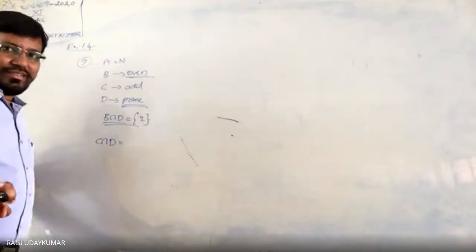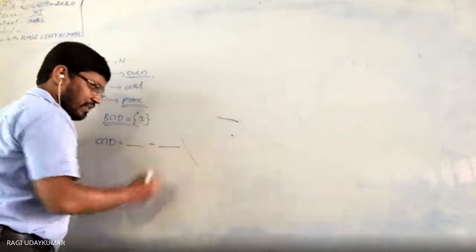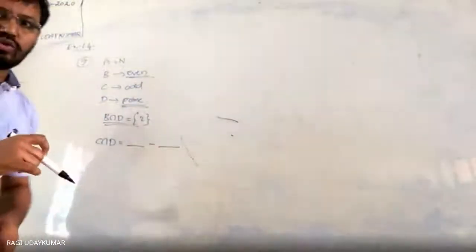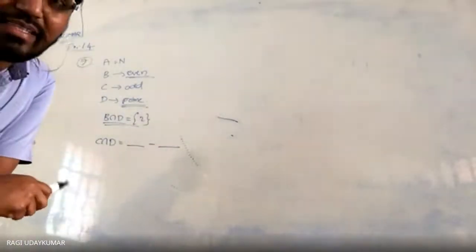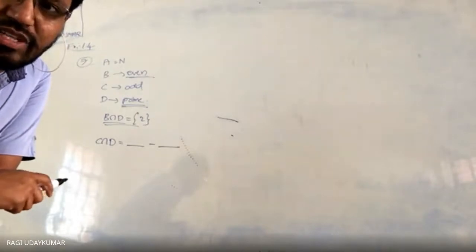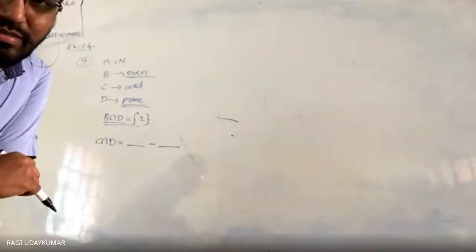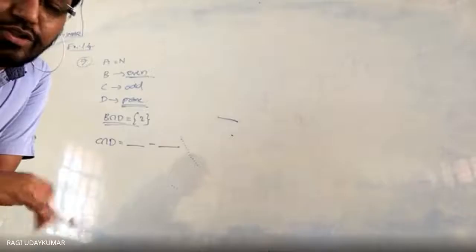Can you write C intersection D? I am asking one question: C intersection D as something minus something. Can you fill up the two blanks? Minus, difference. Can anyone give the answer for this question? If it is given in the textbook, you are not supposed to solve it like this, individual things.